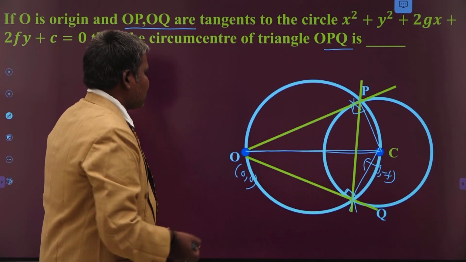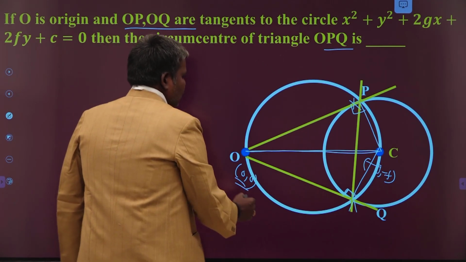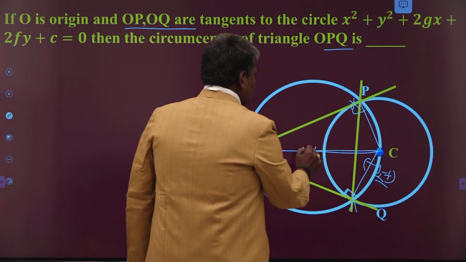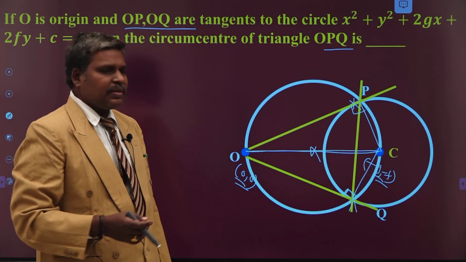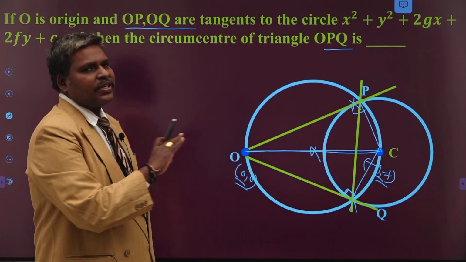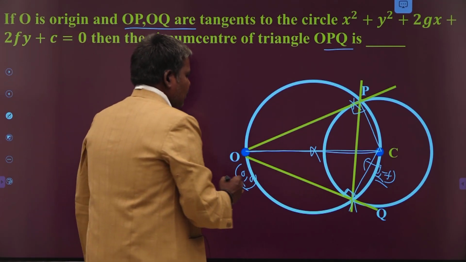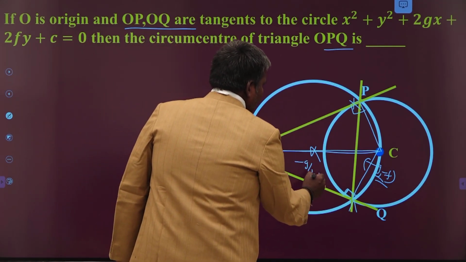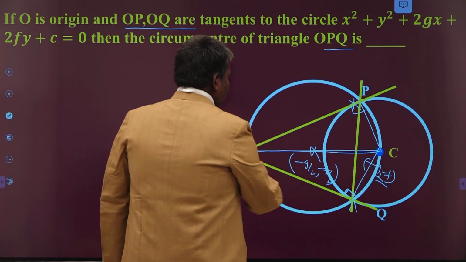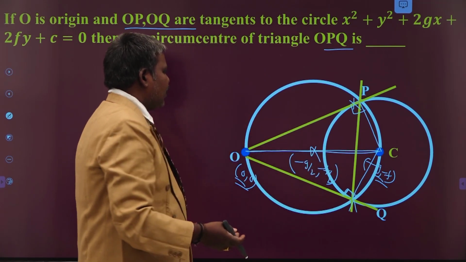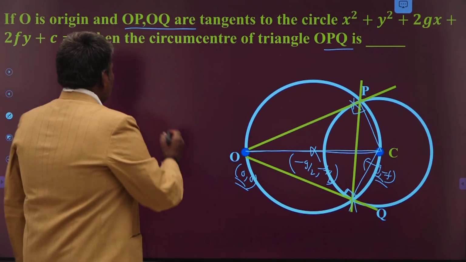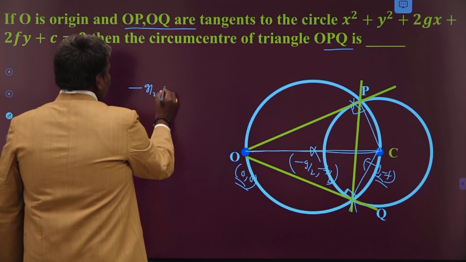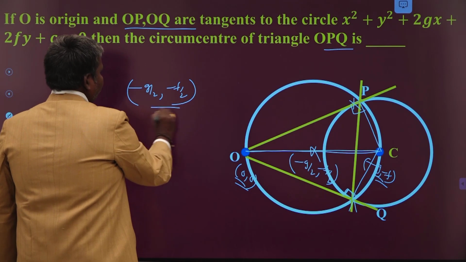Once you know the extremities of the diameter, this is (0, 0), this is (-g, -f). Can you write the midpoint or not? So the midpoint of the diameter is nothing but the center of the circle, that is your circumcenter. What is your circumcenter now? (-g/2, -f/2). Because the midpoint of these two is ((-g + 0)/2, (-f + 0)/2). We obtain the circumcenter as (-g/2, -f/2). Okay.